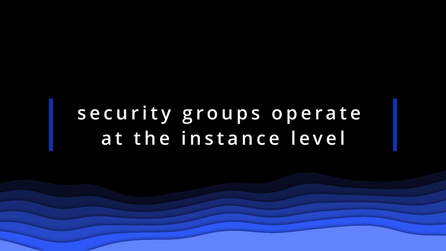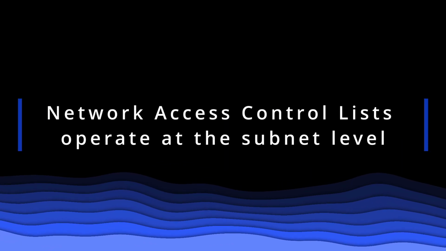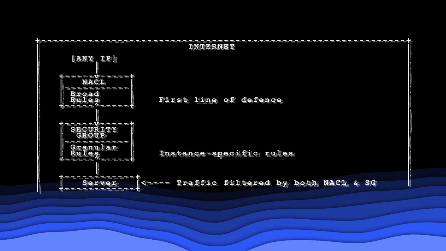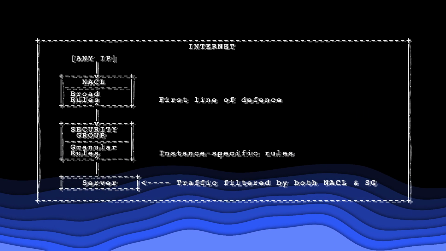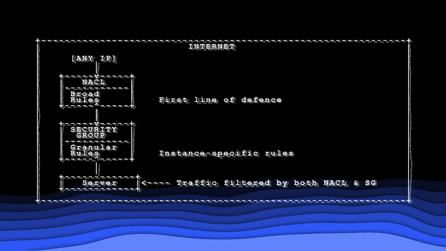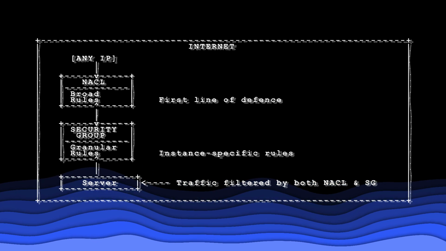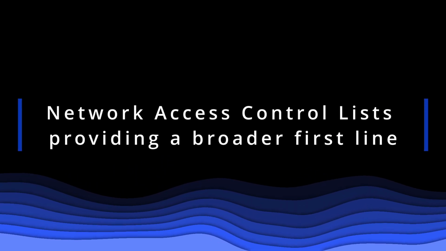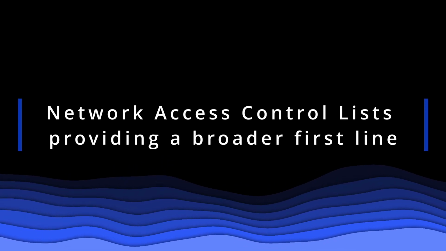While security groups operate at the instance level, network access control lists operate at the subnet level. It's not uncommon to use both security groups and network access control lists together. They can complement each other, with network access control lists providing a broader first line of defense, and security groups offering a more granular, instance-specific set of rules.